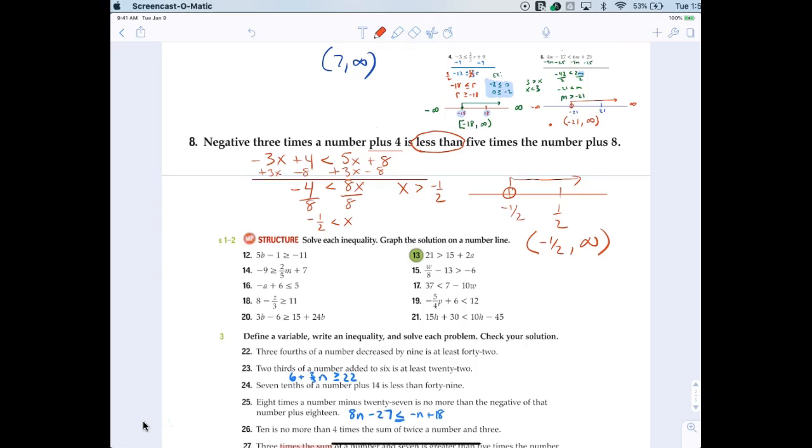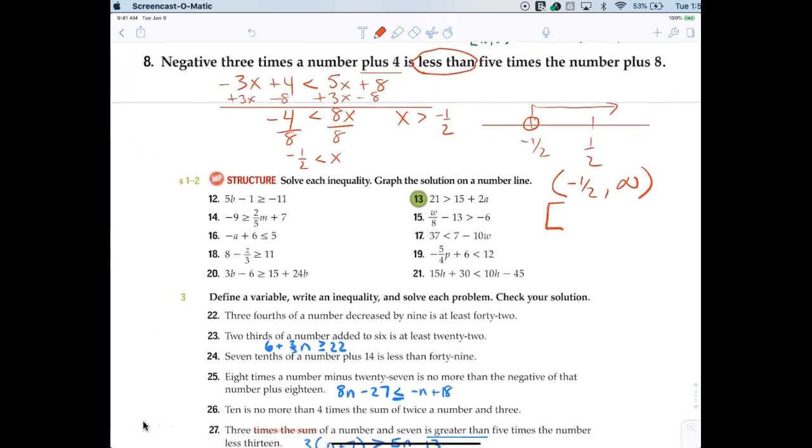When you write it in the parentheses, is there any way to tell if it's on negative 1/2 or if it's equal to? If it's equal to, it would be a bracket here. And that's what we're getting at for 12, 14, 16, 18, 20, all of those. It's kind of silly because they didn't mix it up.